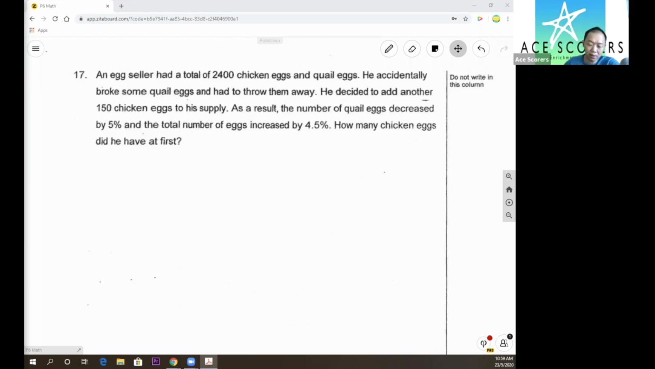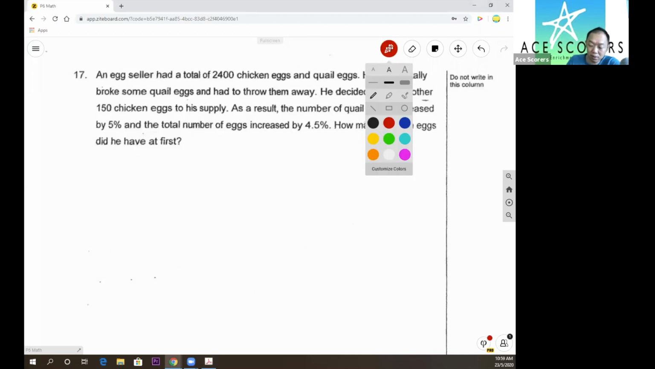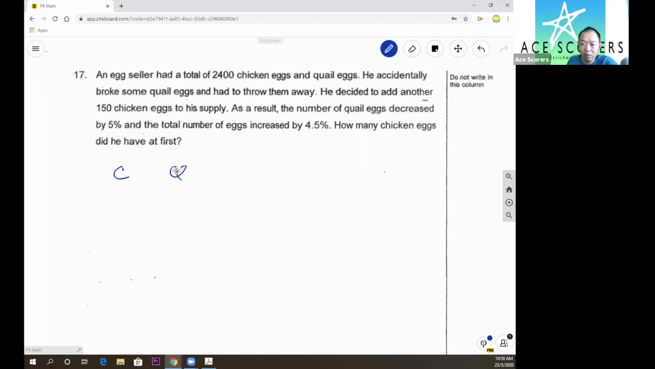An egg seller had a total of 2,400 chicken eggs and quail eggs. He accidentally broke some quail eggs and had to throw them away. He decided to add another 150 chicken eggs. Okay, so let's work it out and see, right? So we have chicken and quail. What's the difference? One big, one small, right?